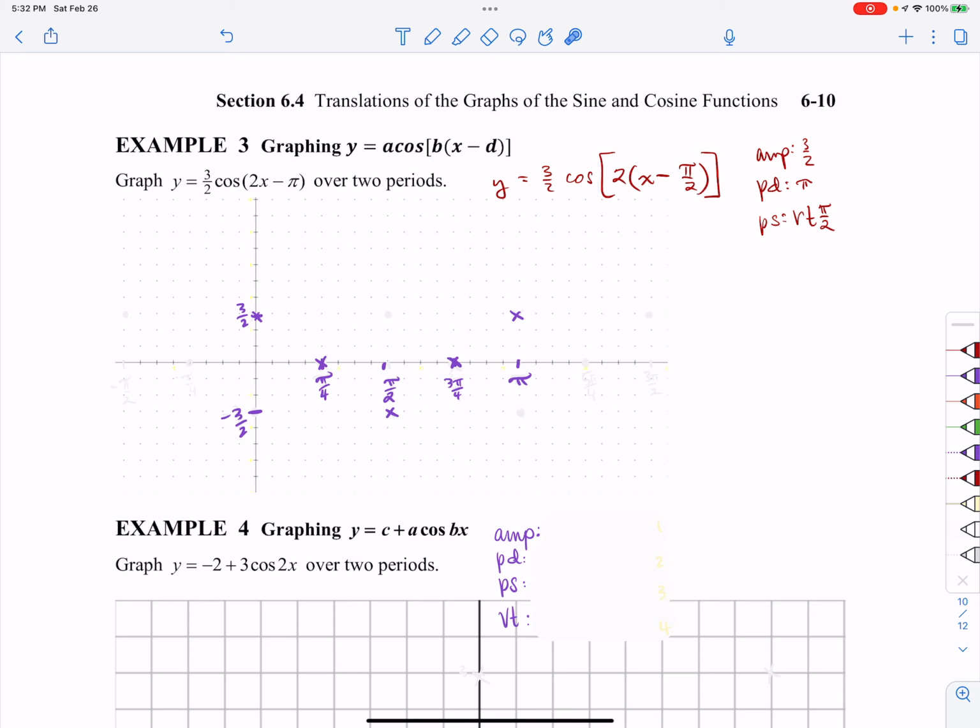Now, in my graph, pi over 2, you'll notice, is 8 blocks. So everything is going to shift to the right 8 blocks. All right, so the maximum is going to shift forward 8 blocks, x-intercept, shift forward 8 blocks, minimum forward 8 blocks, the next x-intercept, which I covered up, forward 8 blocks, and then the maximum forward 8 blocks.